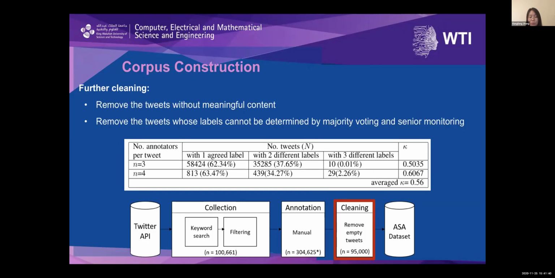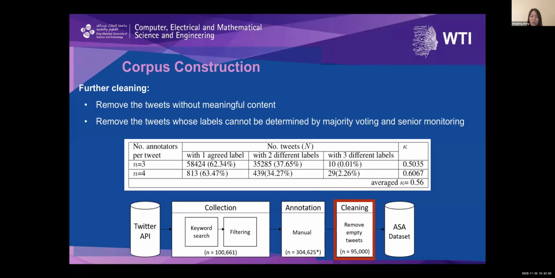We use majority voting because we think that if 2 out of 3 annotators agreed on 1 label, then that label should be the true one. But of course, we have a few hundred cases where they had 2 different labels or 3 different labels out of 2, 3, or 4 annotators.